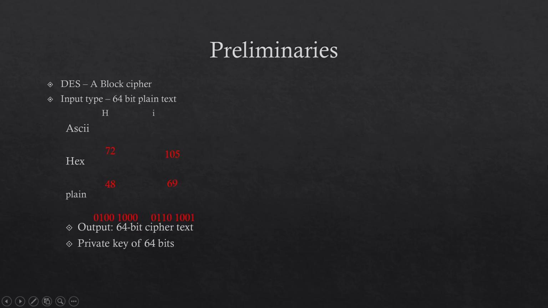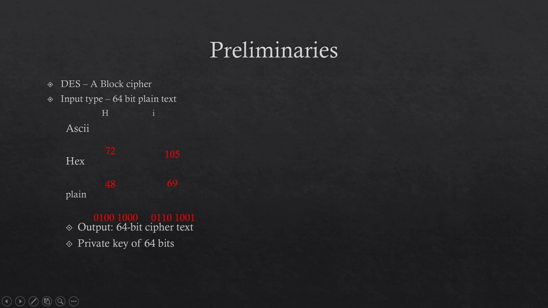Before we start with the encryption process, we need to know about certain things. Firstly, DES is a block cipher. That is, it works with a certain number of bits at a time, and this block size is 64 bits. DES is a private key algorithm and the size of the key is 64 bits. Next, the input to the encryption process is a 64-bit plain text and the output is also a 64-bit block, and we call it a 64-bit ciphertext.